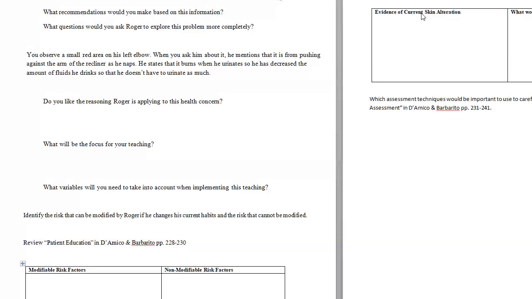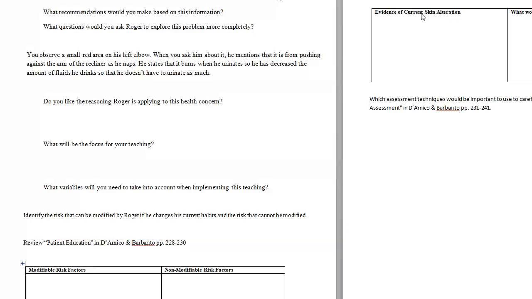So do you like the reasoning Roger is applying to his health concern? Burning on urination is a bad sign and should not be ignored. This is not unusual in the older adult regarding voiding practices, but how does it affect his overall health with hydration, healing, and skin integrity? This is not a good thing because he's very much at risk for developing a UTI, which is an infection, and if it's not treated properly, particularly someone of his age, this patient could end up becoming septic. This could be the reason for his altered mental status as well.